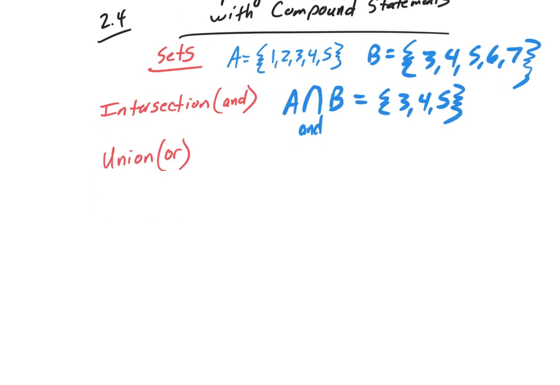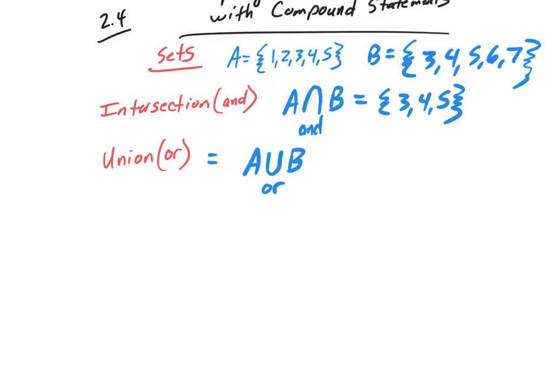Okay, for the union, I'm going to use the same two sets. This time, our symbol is going to look a little bit different. It's just upside down, and once again, it kind of looks like a U, so I think U for union. But we read this as or. What numbers are in A or B? They could be in one or the other. Now, some of them are in both, but we also want the numbers that are included in either of those two sets.